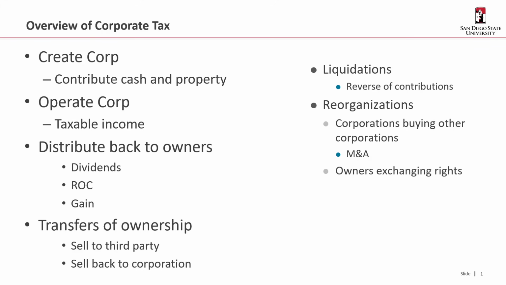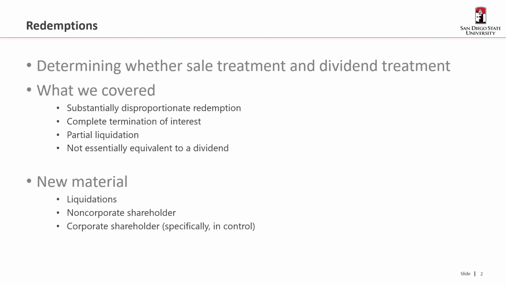Okay, so here's the overview of where we are, right? We've created the corp, we've operated the corp, we've talked about distributions, we've talked about transfers of ownership, and we're kind of now to liquidations, right? Which I've categorized as the reverse of contributions, and that's not entirely true. So we spent a lot of time on redemptions, right? Determining whether sale treatment or dividend treatment gets the nod. And we talked about substantially disproportionate redemptions, a complete termination of interest, a partial liquidation, and what it means to be not essentially equivalent to a dividend.